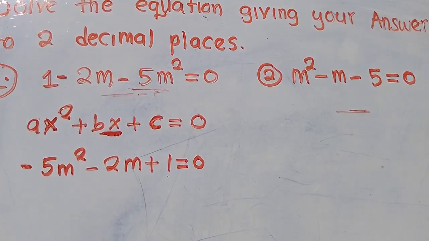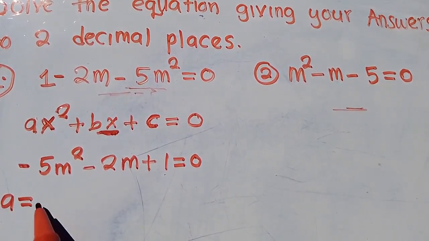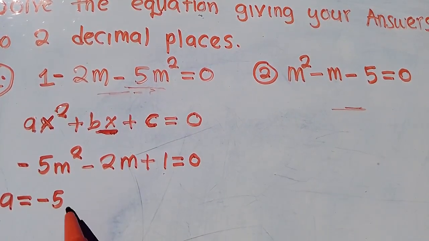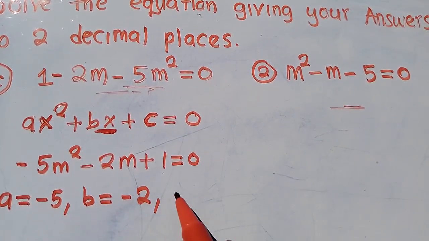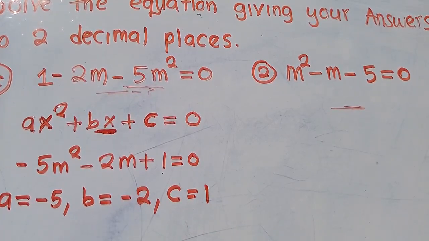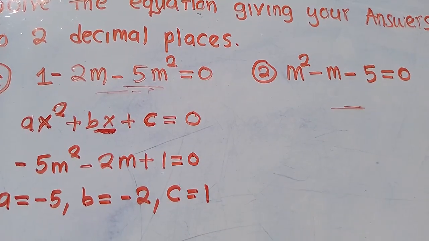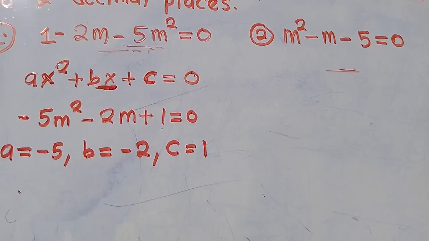So when I reach here, a is equal to what? My a is equal to negative 5. I just get the coefficient of the term having the square. Then what is my b? My b is negative 2. What is my c? My c is 1. Once I put all these things here, I need to know which formula I am supposed to use. This is the formula that we get to use.